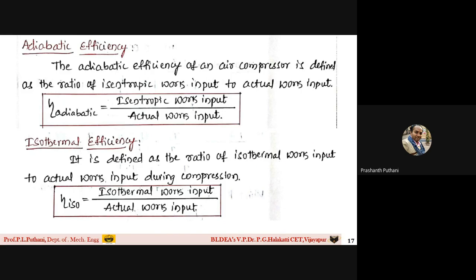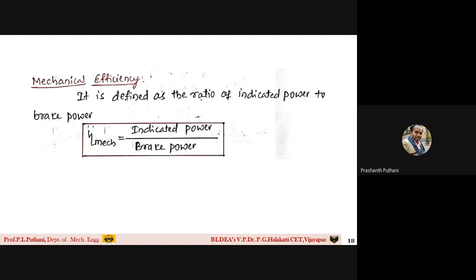So here, isothermal work input to the actual work input is what represents the isothermal efficiency. See, the definitions are very simple. If you compare the isothermal work input with the actual work input during the compression process, it is isothermal efficiency. Similarly, adiabatic work input with the actual work input during the compression process is adiabatic efficiency. Then mechanical efficiency, you know from first semester you are learning IP by BP. It is mechanical efficiency. I hope this point is clear to you.